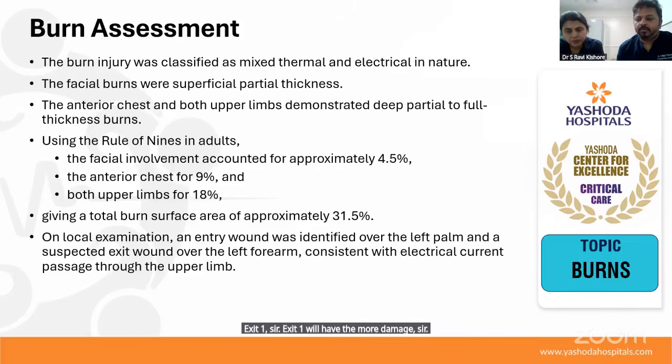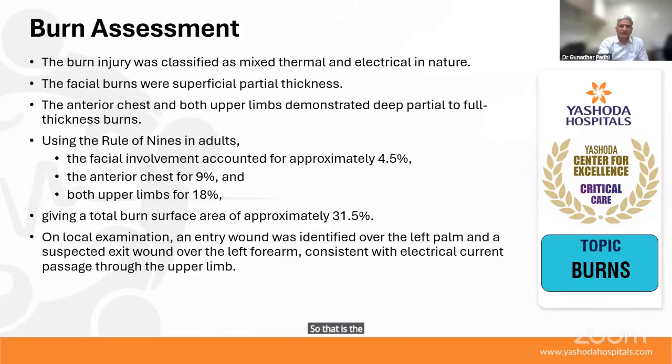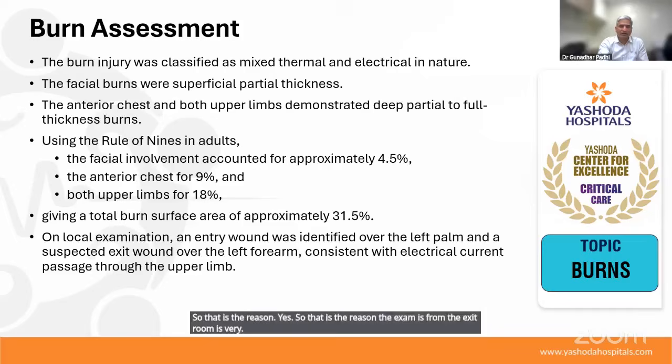Right. So that is the reason the examination of the exit wound is very, very vital. If the person has an electrical injury, the exit wound gives a better and clearer idea of the type of injury. Most of the time, looking at the exit wound, you can realize that this patient is likely to go into rhabdomyolysis or AKI or hyperinflammatory syndrome.